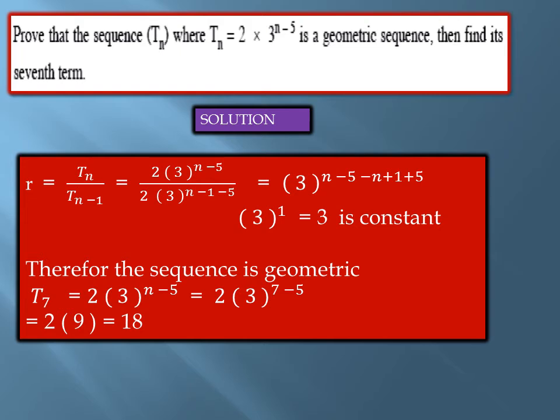The second method: we can substitute n by 1, then substitute n by 2, then we get the first term T1 and R equals T2 over T1. Then we have the first term A and R. We can substitute in T7 equals AR to the power 6. A equals 2, R equals 3, and the power equals 6. We get the same result.